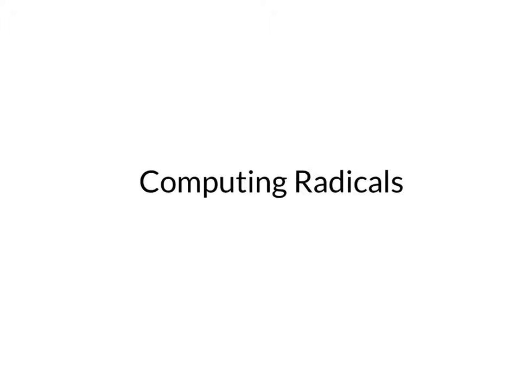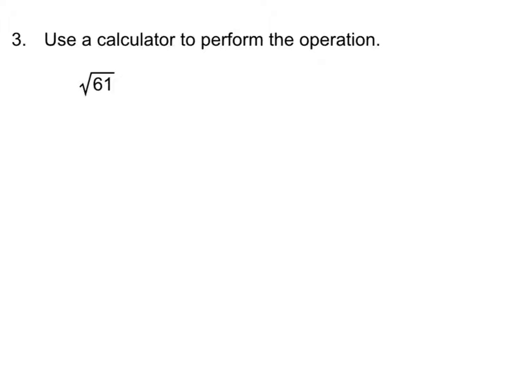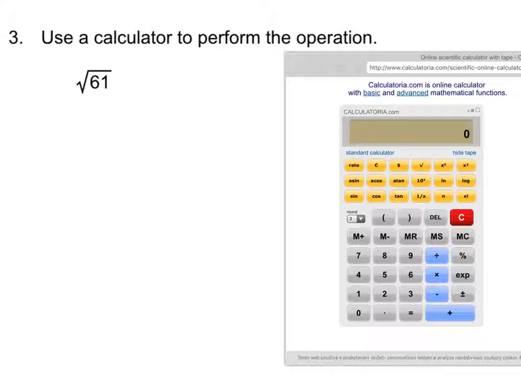Computing radicals. Use a calculator to perform the operation, square root of 61. In this course, we will compute radicals or square roots using our scientific calculator. You need a calculator with the square root symbol.